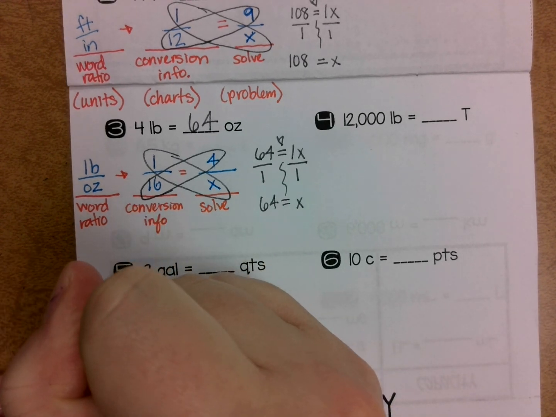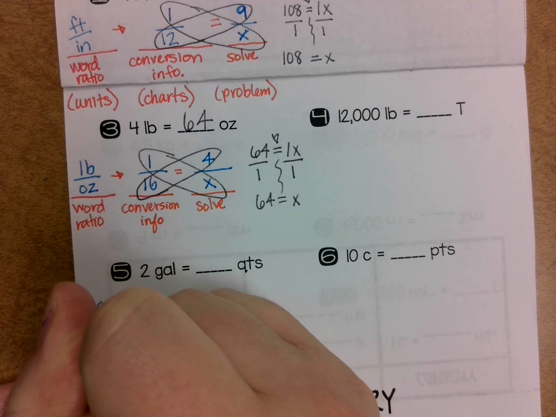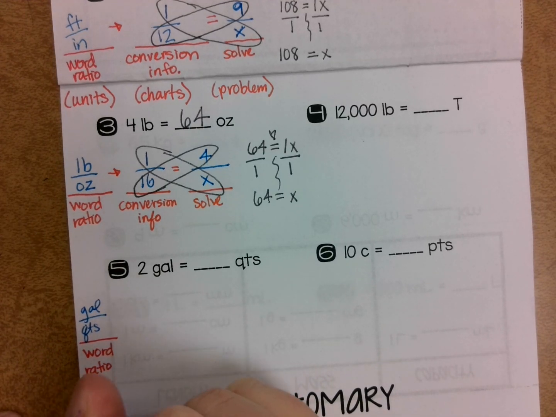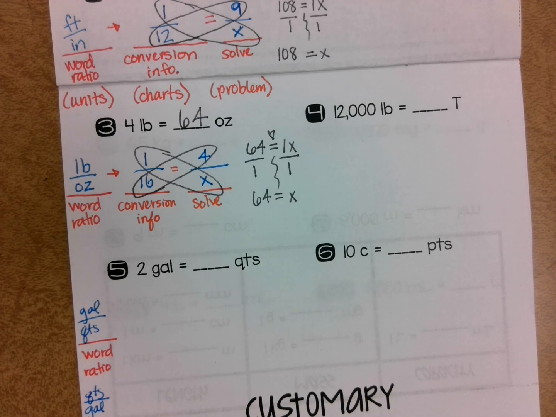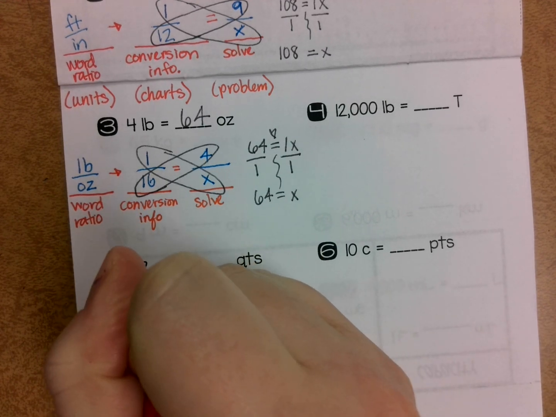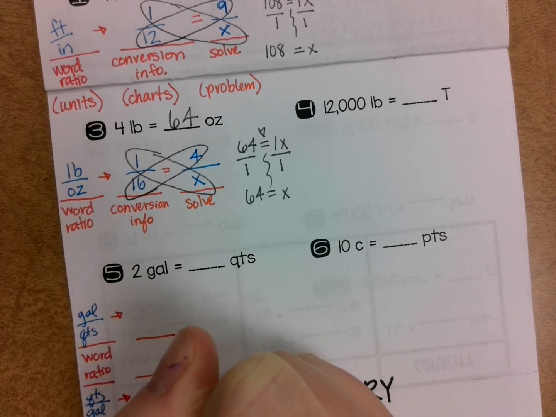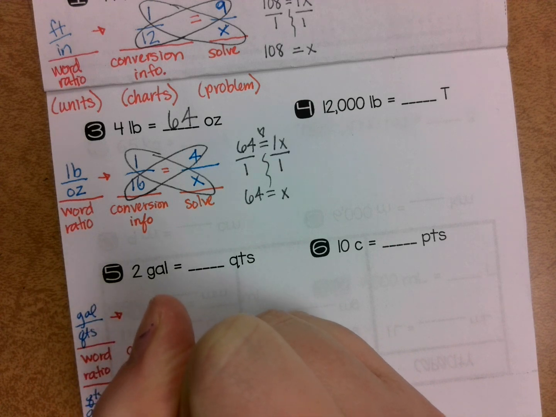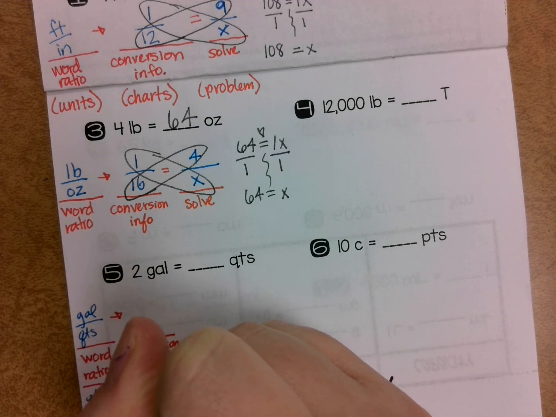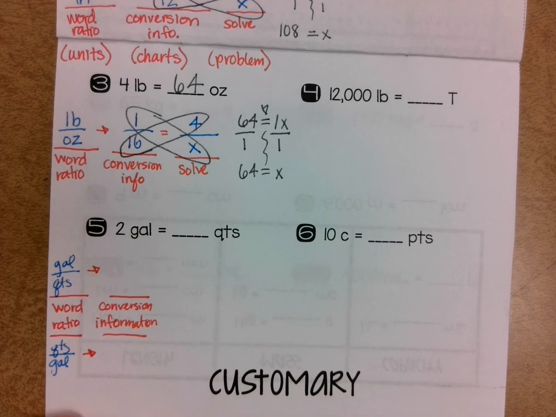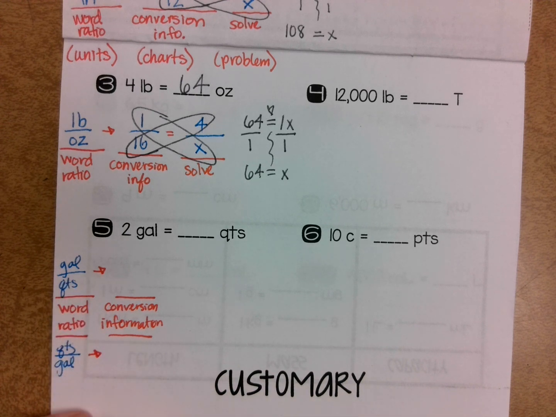Your word ratio should be gallons over quarts. Again, if you flip it the other way, that's totally fine. If you do quarts over gallons, you'll still get the same answer, that's okay. After the word ratio, what comes next? The conversion information. Where does the conversion info come from? The chart up top. So use the chart up top, fill in your conversion information, make sure the right number goes with the right unit. Pause the video, do that on your own.